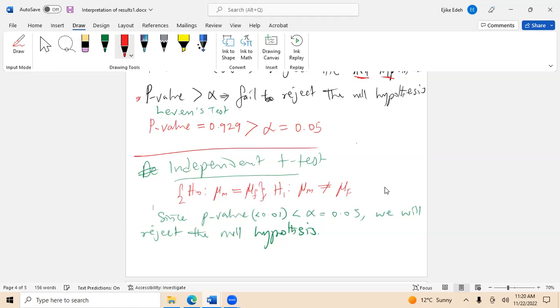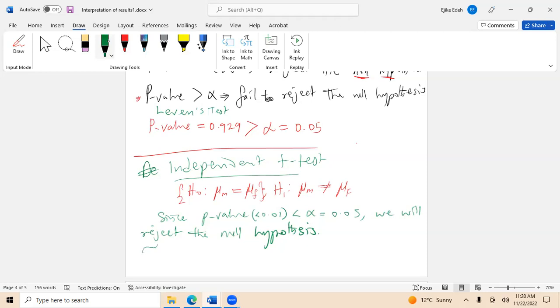Right? The null is that the mean of these two heights are equal. So if you reject that, it means you are saying they are not equal, right? So our concluding statement will reflect that exactly. So let me turn back to green.